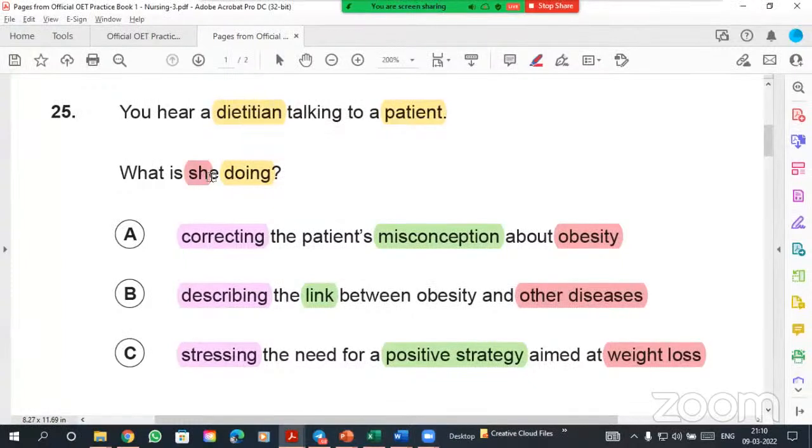She is a lady. That means the dietitian is a lady. So if the dietitian is a lady, the patient will be a man. Because they use two different voices. She is a medical professional, a dietitian. So the lady's voice is important. Focus on the lady's voice more. That is what I am telling you. So focus on that particular thing.